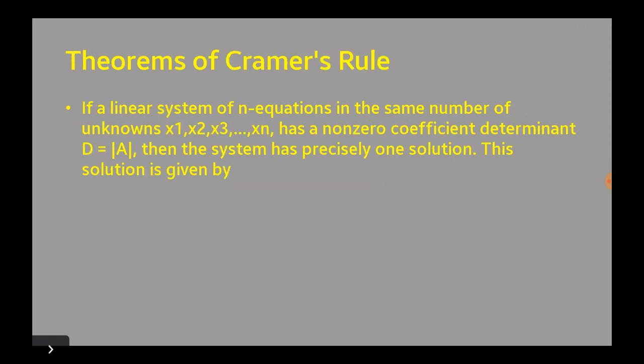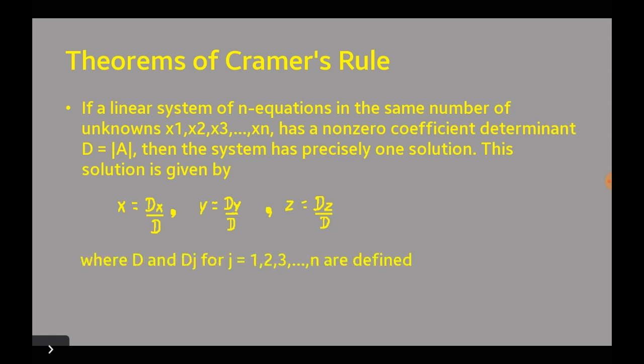The theorem of Cramer's Rule: if a linear system of n equations in the same number of unknowns x1, x2, x3 up to xn has a non-zero coefficient determinant D, then the system has precisely one solution. This solution is given by x equals Dx over D, y equals Dy over D, z equals Dz over D, where D and Dj for j equals 1, 2, 3, up to n are defined.